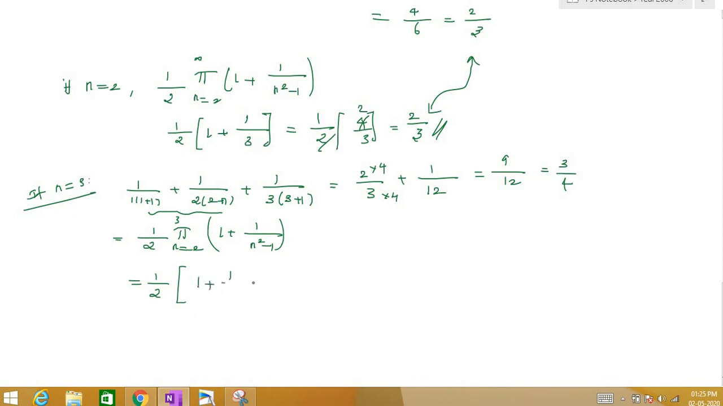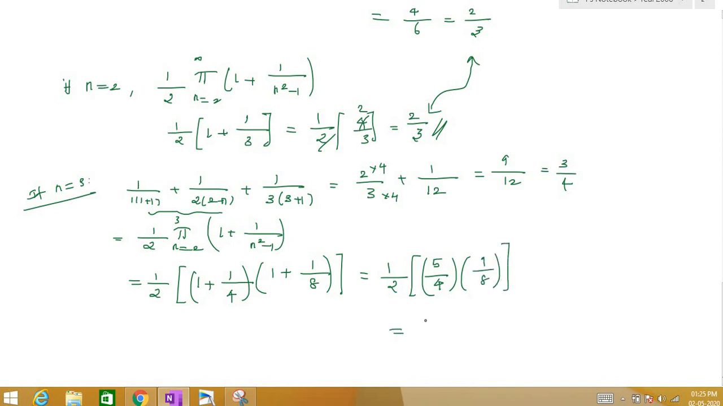If n is equal to 2, I'll have 1 by 2 square minus 1, so that is 4 into, if n is equal to 3, we have 1 by 3 square minus 1. So this will be equal to 1 by 2, and this will be equal to 5 by 4 into, and this will be equal to 9 by 8, right? I'm sure that I'm doing right, 1 plus 1 by n square minus 1, yeah. So this will be equal to 1 by 2 into 45 by 32, and this will be equal to 45 by 64. Is it right?